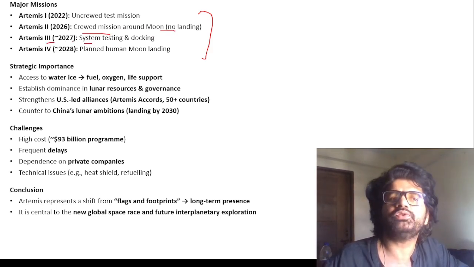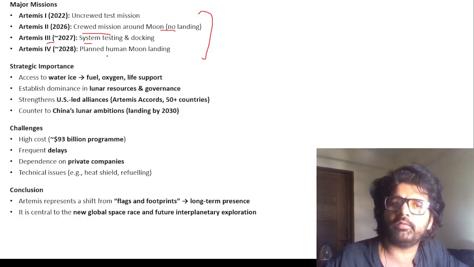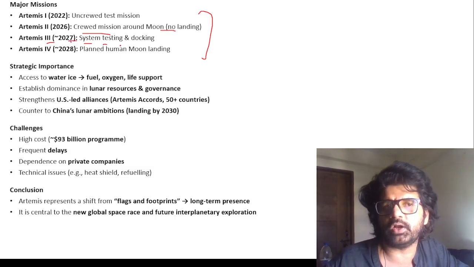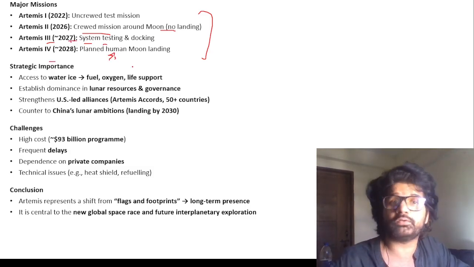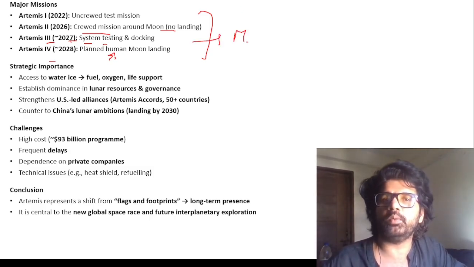Artemis 3 was not supposed to be there. Earlier, Artemis 3 was where they would go on the moon and land. Now they have included Artemis 3 where they will do system testing and docking, and in Artemis 4 they will do human landing on the moon. And after this also, this is not done. This Artemis will become a precursor. After that, they will do human landing on Mars.